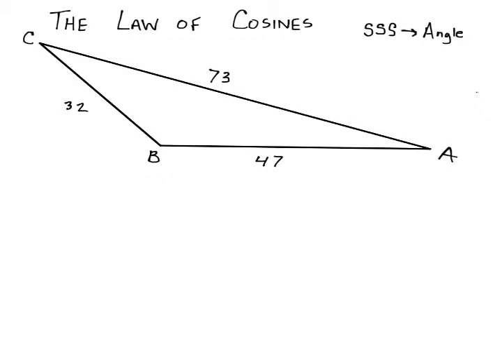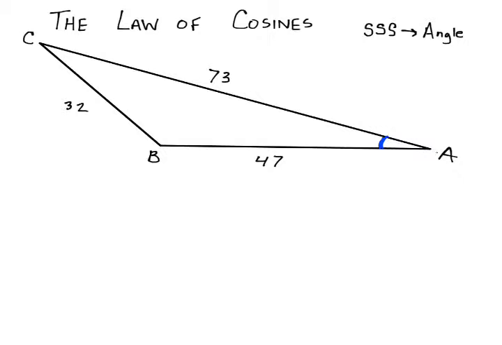In this example, I'll use the law of cosines to help us find an angle in a triangle where we know all of the sides, but none of the angles. So here's our triangle, and I'm going to start by finding angle A. So we're going to be looking for this angle here.